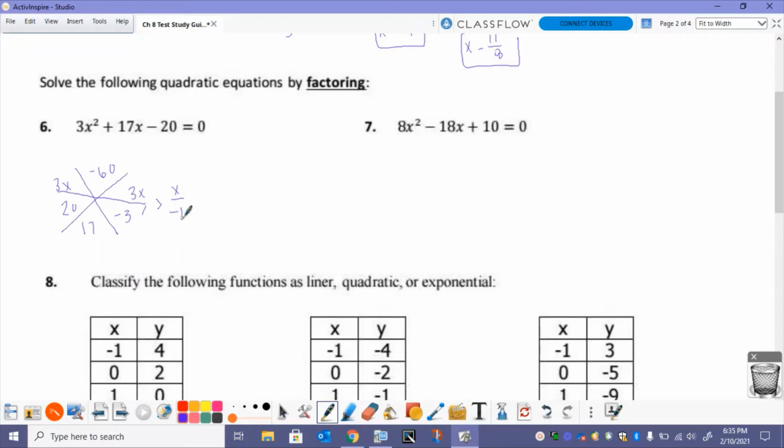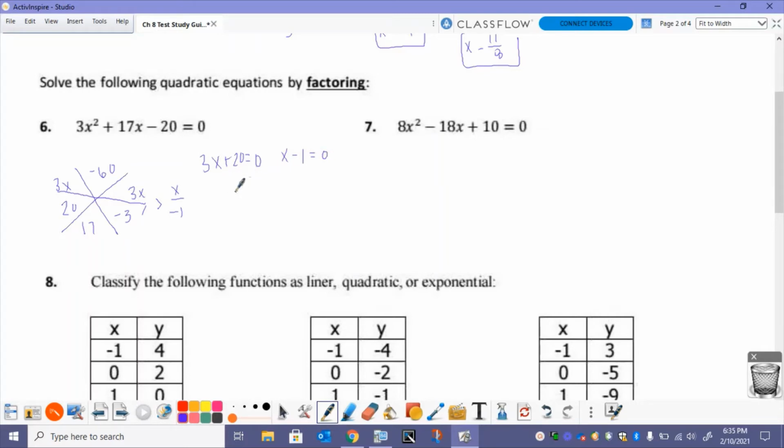Remember that you have to keep this 1, even though they're both divisible by 3. You have to keep something on the top and the bottom, and you have to keep the negative where it was supposed to be originally. So we have 3x plus 20 equals 0. And we have x minus 1 equals 0.